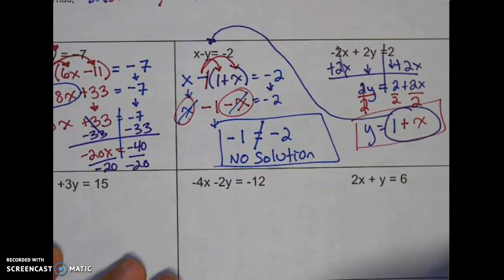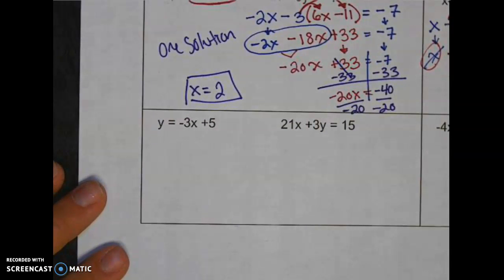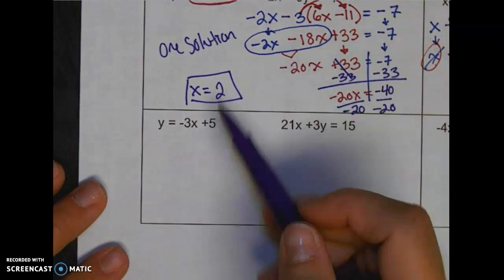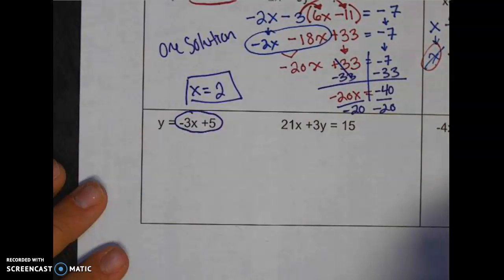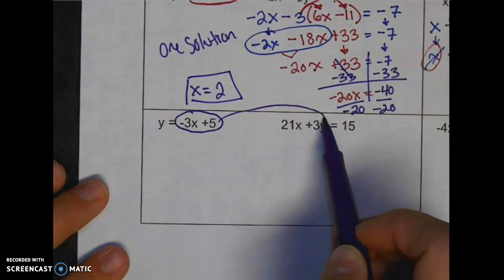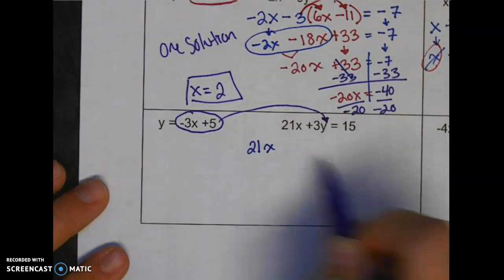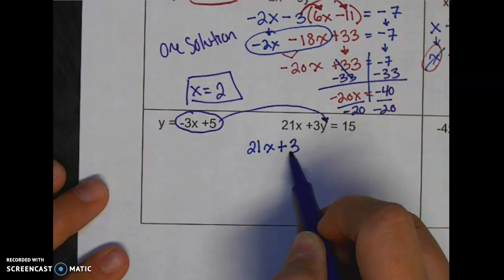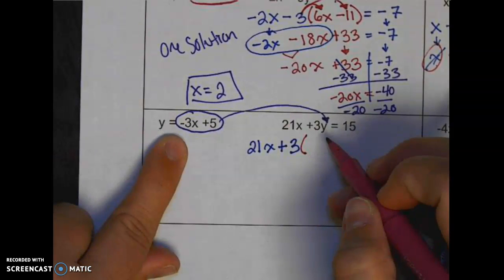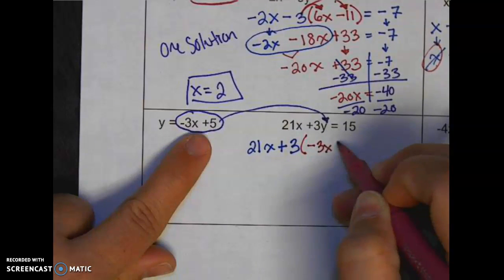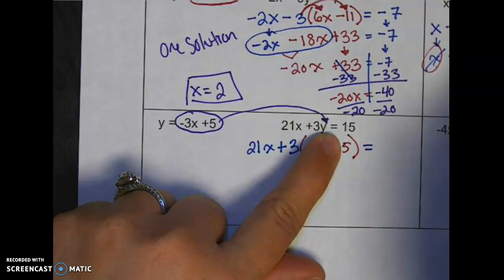Okay, let's move on to the last two here. So one of these is in y equals mx plus b form. Perfect. So all we're going to do, again, is take whatever's equal to y, which is this negative 3x plus 5, and plug it in for this y. So now I have 21x, which I didn't do anything to, plus 3 parentheses, and whatever is y over here, so negative 3x plus 5, end parentheses, equals 15.